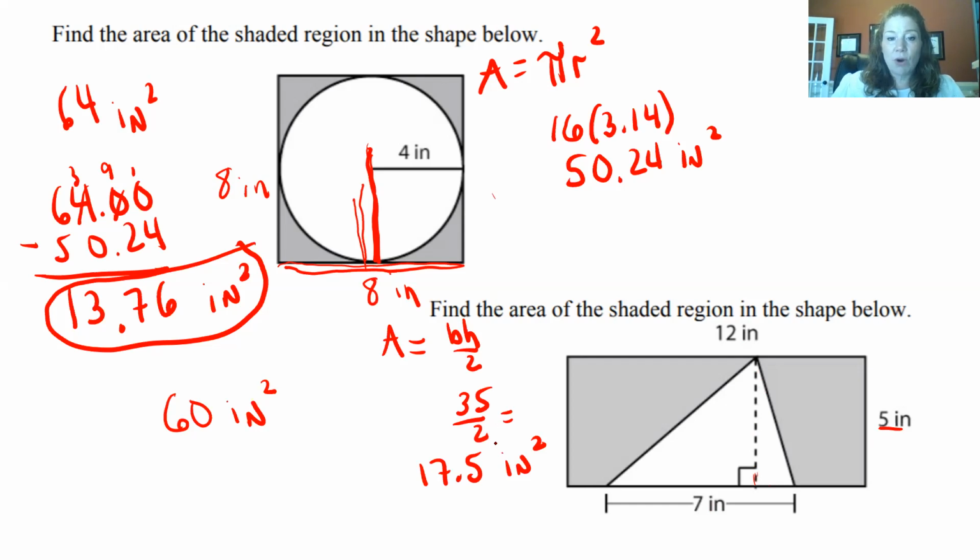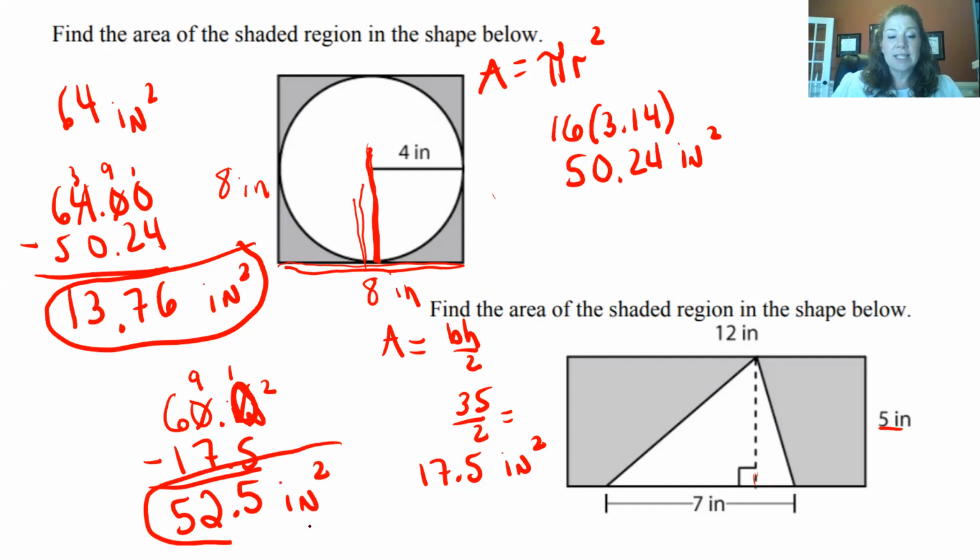So we started out with a whole rectangle. We're subtracting out that triangle. So we would have to add a 0 right here so we could borrow, make it a 10, and then make that a 9. So 10 minus 5 is 5, 9 minus 7 is 2, and 6 minus 1 is 5. So after taking out the triangle in the middle, our area for the shaded section only is 52.5 inches squared.